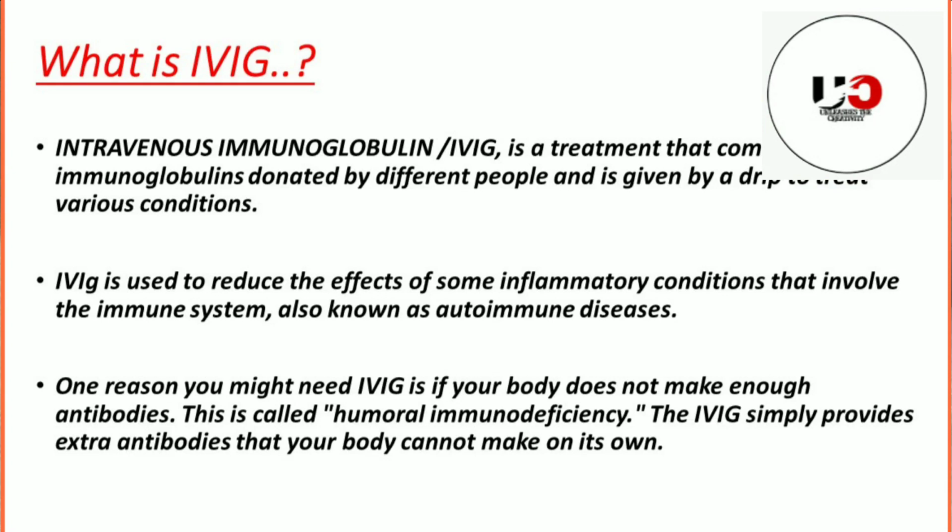What do we mean by humoral immunodeficiency? It is a condition in which the body doesn't have the ability to produce enough of the antibodies that are required. At that time, IVIG will provide extra antibodies to strengthen the immune system and to fight against infections. These are some of the main aspects we should remember when thinking about IVIG therapy.